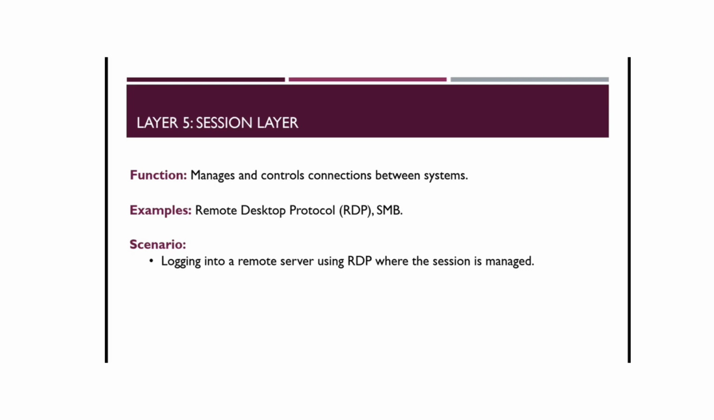For example, when you make a video call, the session layer sets up and manages the communication between your device and your friend's device. It ensures the conversation is smooth, synchronized, and can recover from interruptions. Once the call ends, the session layer gracefully terminates the session.